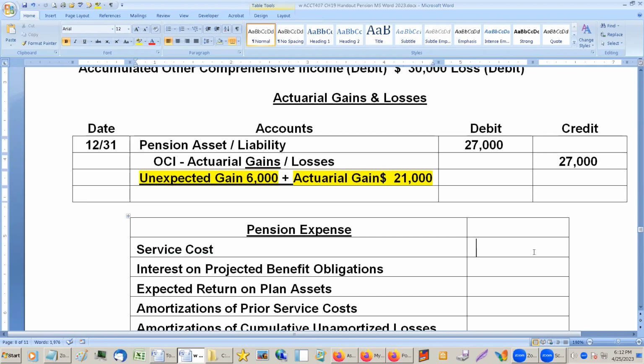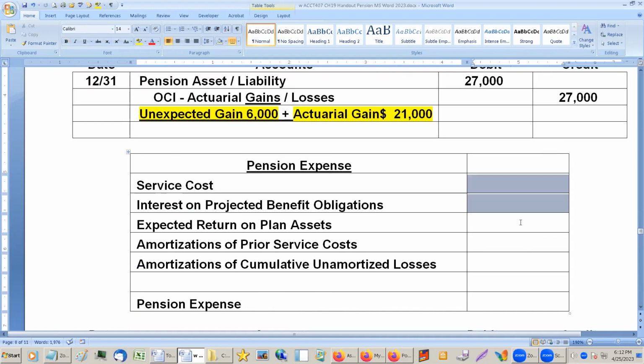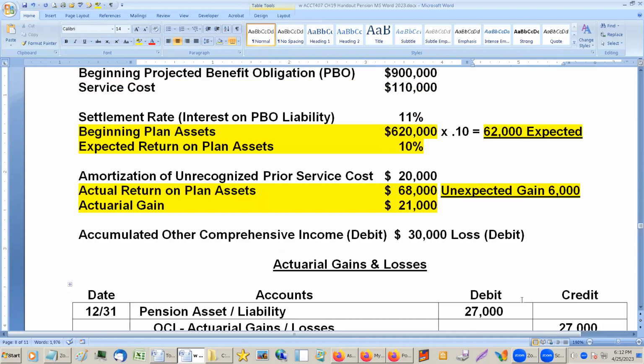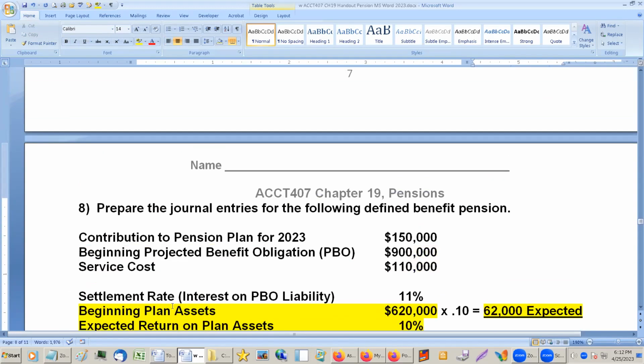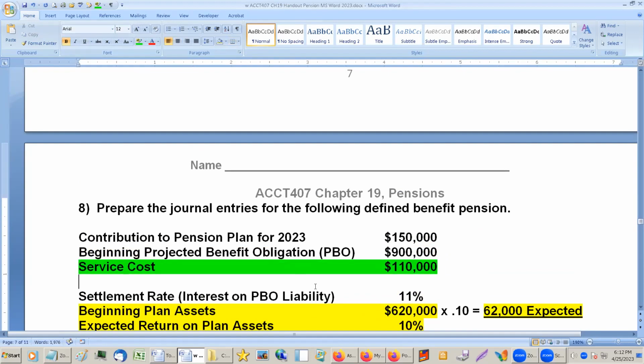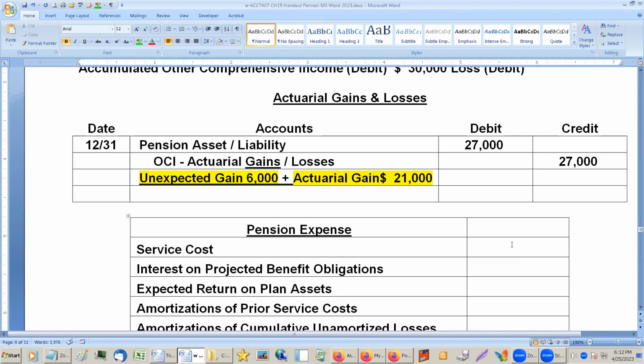Okay, pension expense. Oh, I didn't correct this. Service costs. And that's what people have earned in the current year, 110,000.